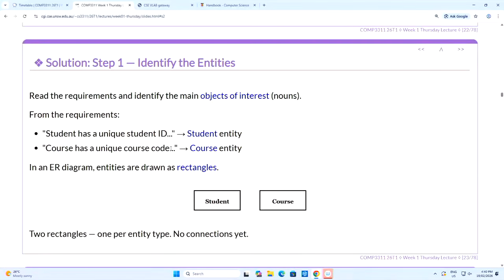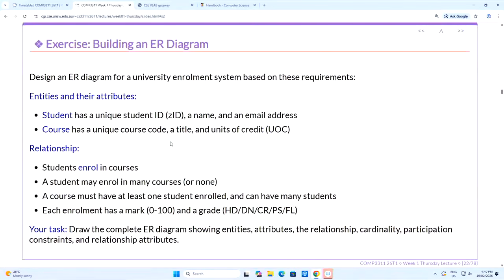Okay, let's go through this exercise together to give you an idea of how to build an ER diagram from scratch, and then we'll take a break. In the postgraduate course, I think this is what they do in assignment 1.